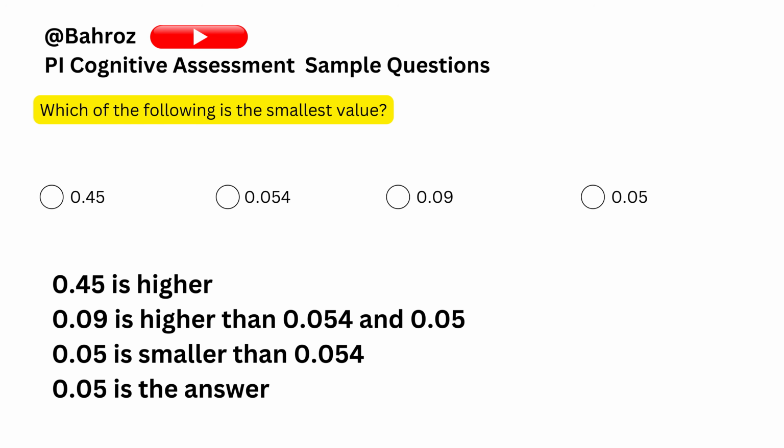So we eliminate 0.45 because 0.45 is higher. Then we compare the third digit amongst the other three, which is 5, 9, 5. So here we exclude 0.09 because 9 is higher than 5 and 5. Now we are left with 0.054 and 0.05. Now we compare the fourth digit. We have 4 in one and 0 in the other. So we are left with only 0.05 because that is the smallest, because here we have 54, here we have 50. 50 is smaller than 54. So 0.05 is our answer.